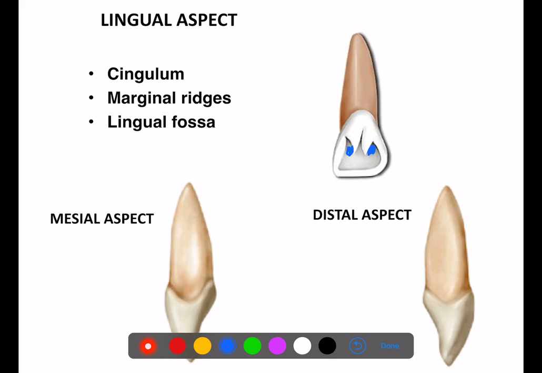Moving on to the mesial aspect of maxillary central, the important point as soon as you see is the cervical line. The greatest curvature of the cervical line of any tooth is on the maxillary central. So the mesial cervical curvature is greater on the maxillary central than any other tooth in the mouth. So remember that.